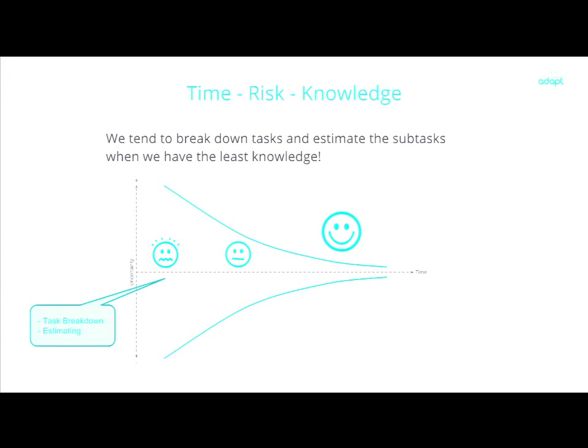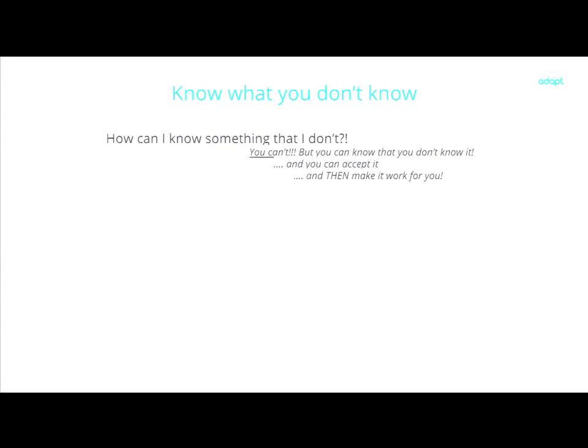What we should do instead is accept that we don't have that information. And therefore, knowing what you don't know is kind of the key here. And people will often go back and say, how can I know something that I don't? That doesn't make any sense. And that's right, of course. But you can know that you don't know it. And when you know that you don't know it, then you can accept that you don't know it. And when you have accepted that, you can make it work for you.